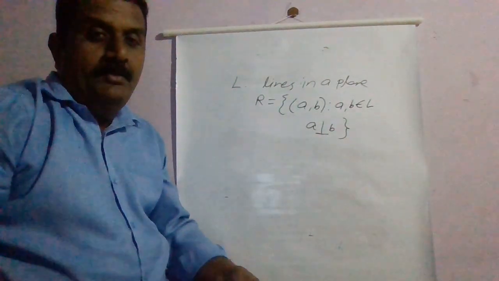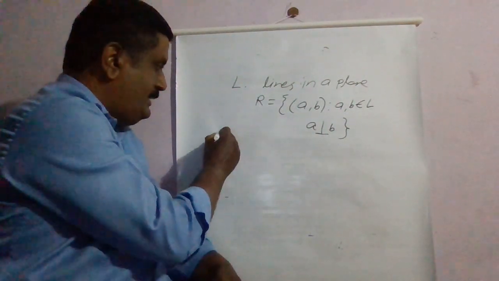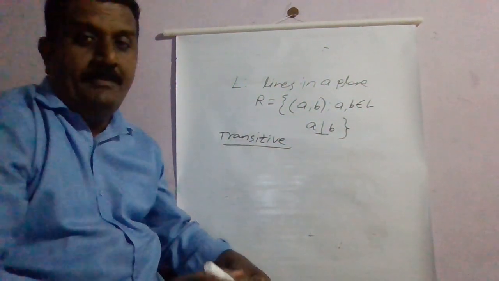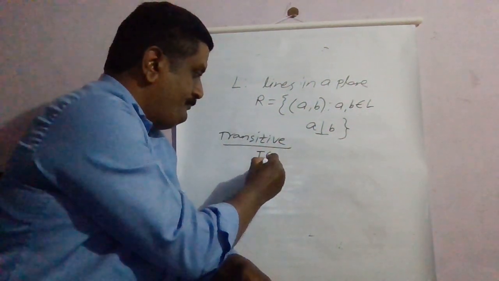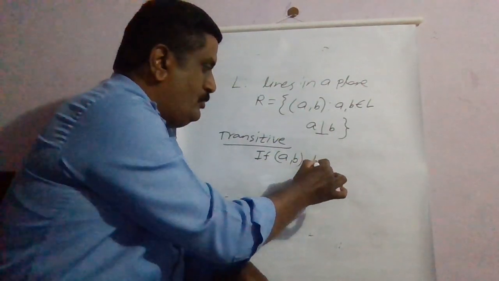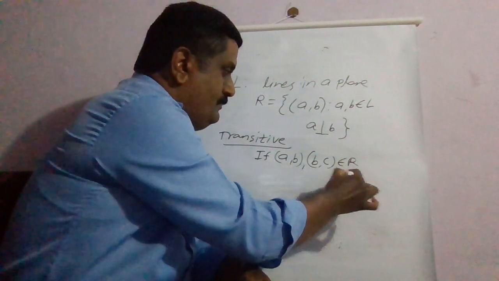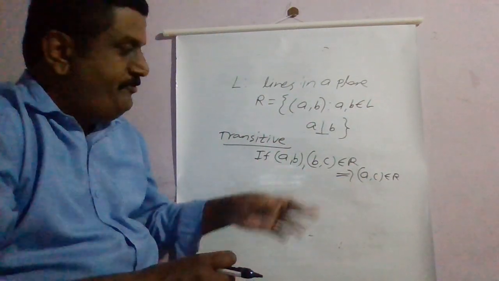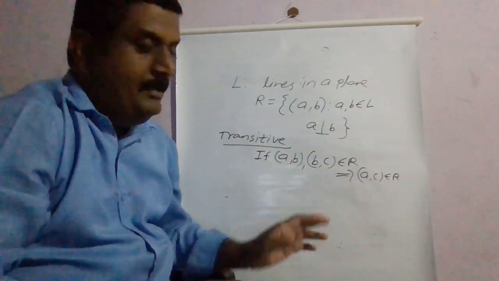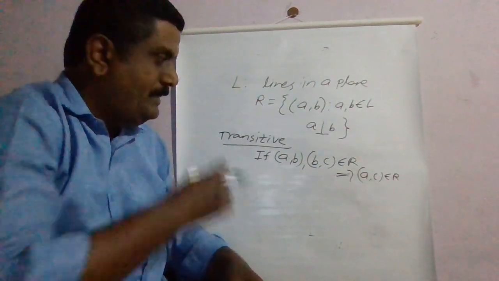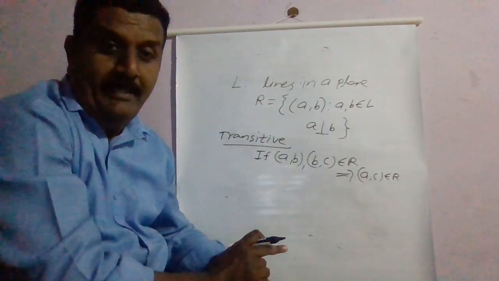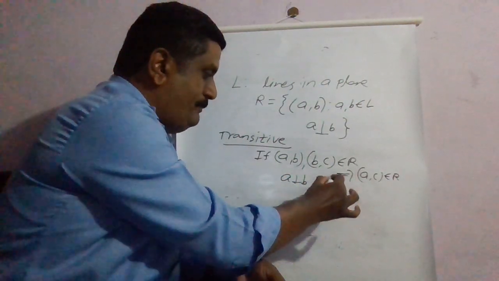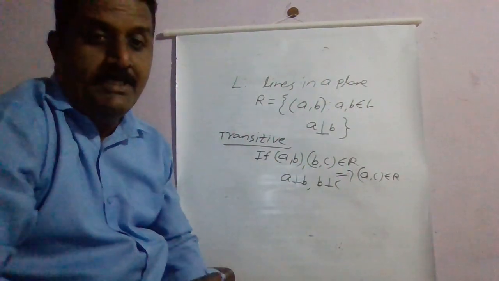So transitive relation, we have to check. Transitive means we have to check if (A, B) and (B, C) belong to R, which implies (A, C) belongs to R. So this must be true. We are assuming that (A, B) and (B, C) are there. That means A is perpendicular to B and B is perpendicular to C. These two conditions are true.